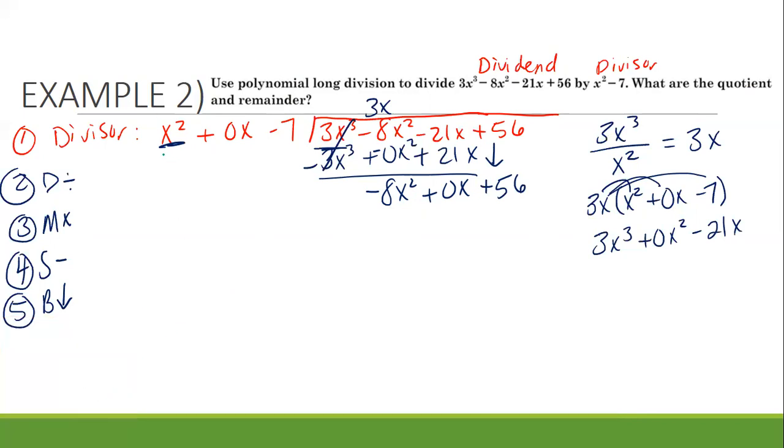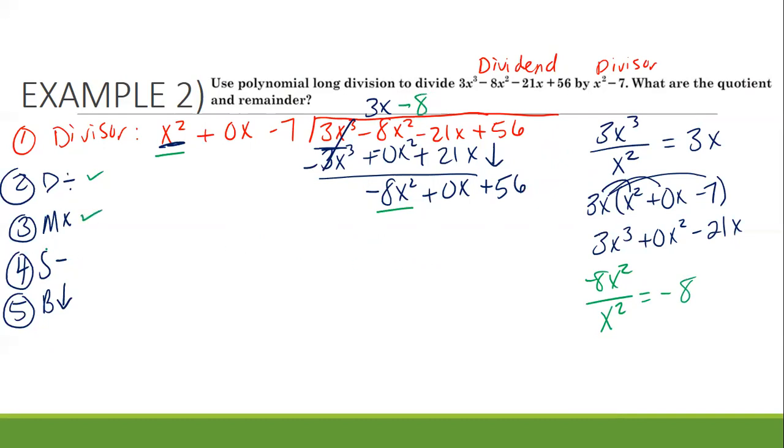So repeat it again. So we have x squared and we have negative 8x squared. We're going to go through the same steps again. So step 2, we divide. So we have negative 8x squared divided by x squared. What does that give me? Negative 8. So negative 8 goes on our quotient line.